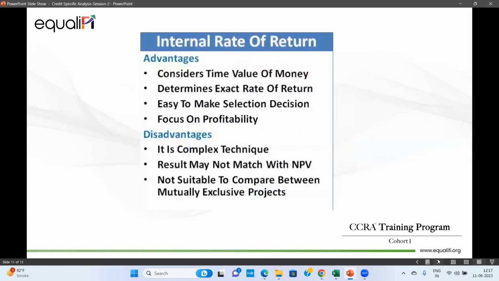There are a few advantages and disadvantages of the IRR method. It considers the time value of money, which is an advantage. It determines the exact rate of return, also an advantage. It is easy to make a selection decision, easy to understand, and focuses on profitability. The disadvantage is that it is a complex technique. Even the calculation is slightly complex, as you have seen, and it is not suitable to compare mutually exclusive projects. So that is also one thing.